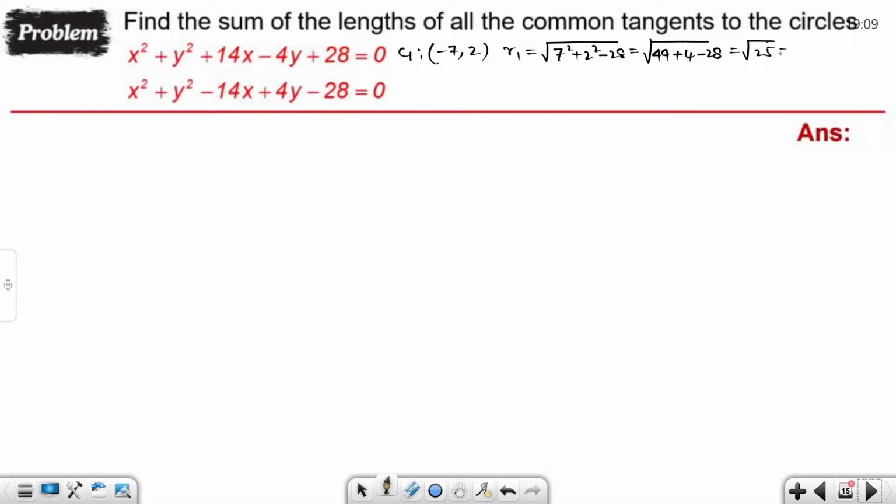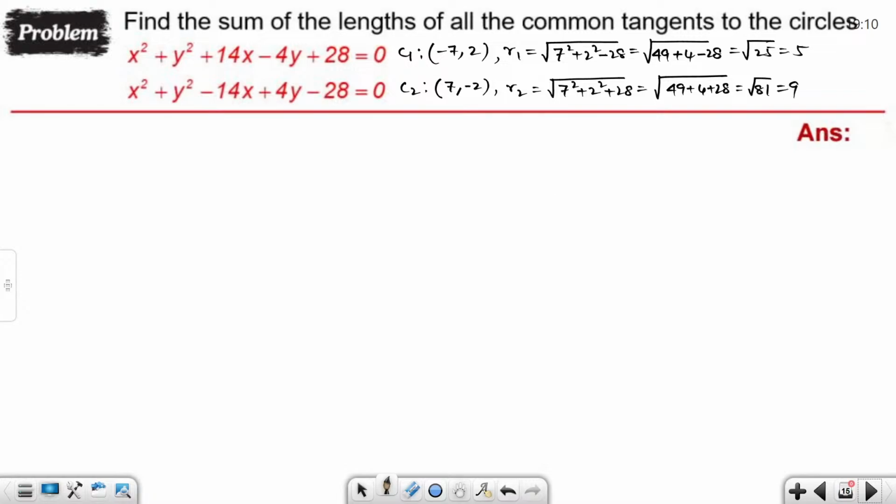Root over 25, that gives us 5. And the center of the second circle is, and its radius is, so it's coming to 49 plus 4 plus 28, that gives us root 81, that gives us 9.